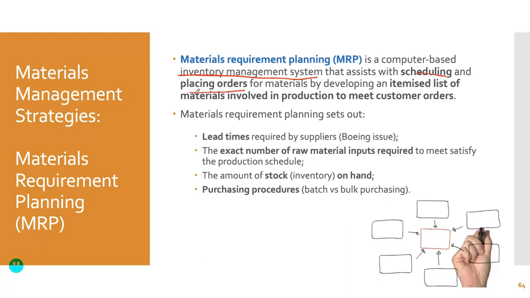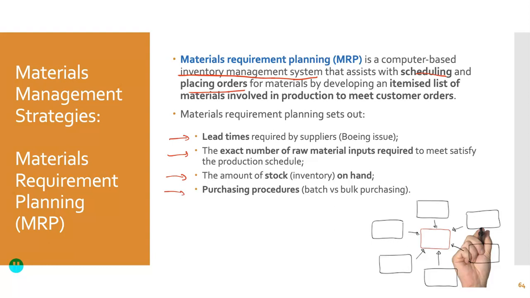So this is where we're going to have to think about all of the inputs and interactions of all the suppliers that we need to meet our production. So it's going to involve thinking about things like lead times, the exact number of raw materials needed. We're going to have to consider how much inventory we already have on hand. Do we need to order more? And think about the best way to do this purchasing procedure.